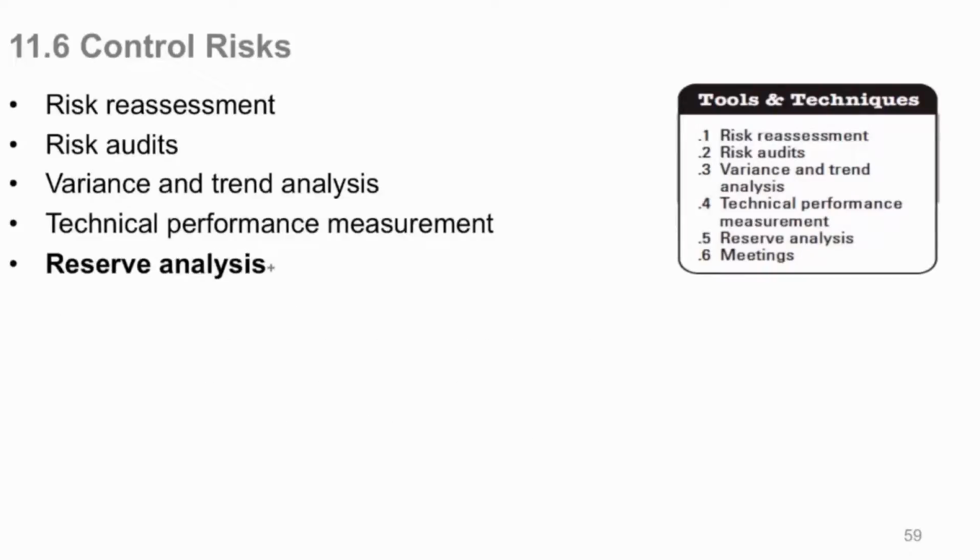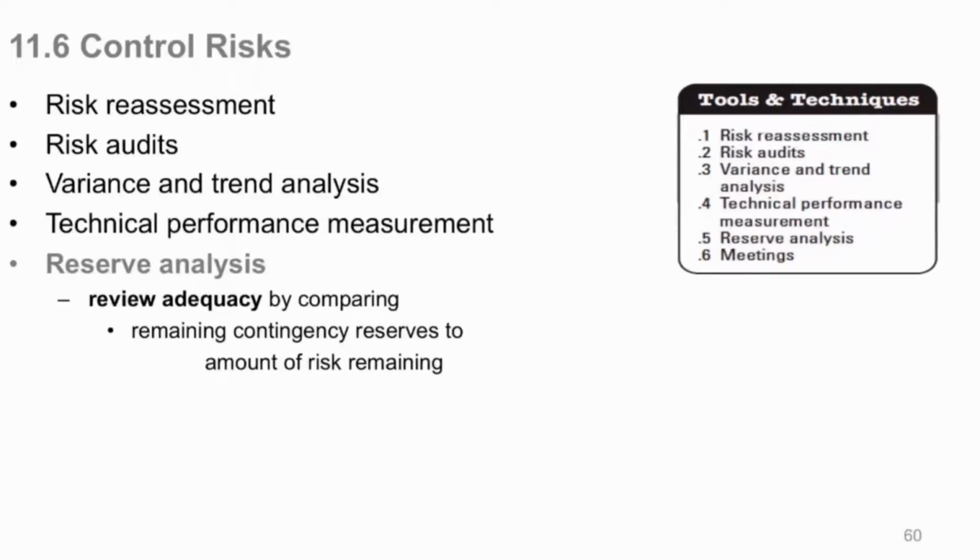Reserve analysis. Okay, here we're talking about your contingency and even your management reserves. You want to review the adequacy of your current profile of contingency reserves that you have in your official project budget. Contingency reserves are part of your official project budget. Management reserves are for those things you don't know what's going to happen. If you do, you'd like to have some money to fix them, but you never planned on it.